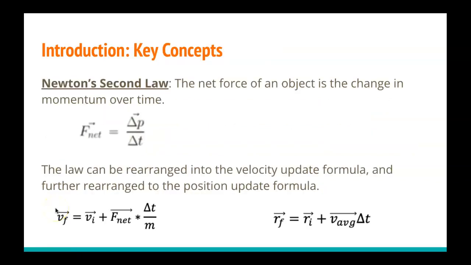The first key concept of this experiment is based on Newton's second law, which states that the net force on an object is the change in momentum over time. This law can be further rearranged into the velocity update formula. The position update formula can also be derived from Newton's second law.